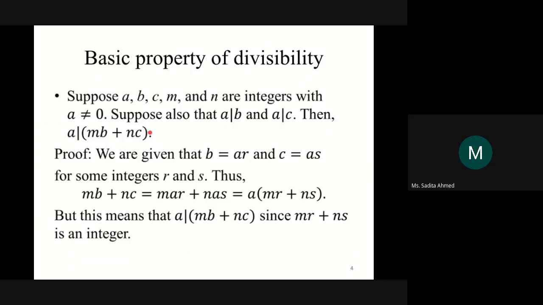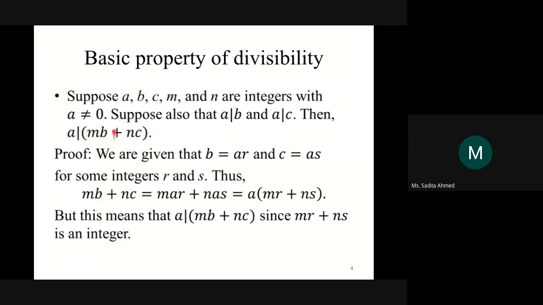We will use this basic property to prove other things, to prove other properties relevant to congruence, for example. So remember this property: when a certain number can divide two different integers, then it can also divide the sum of the multiples relevant to those integers.